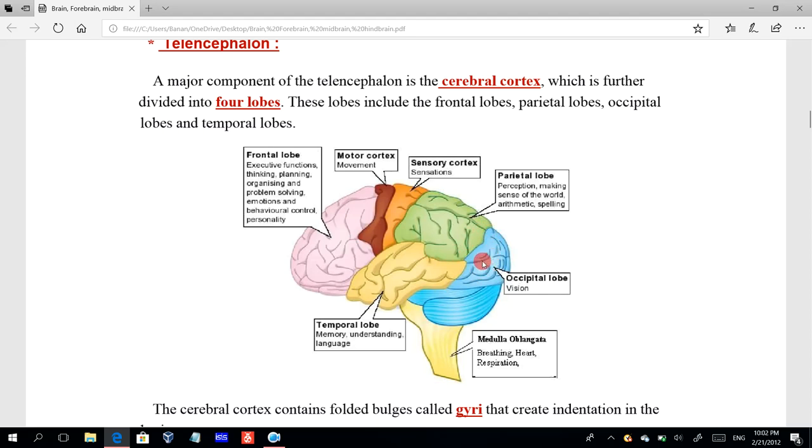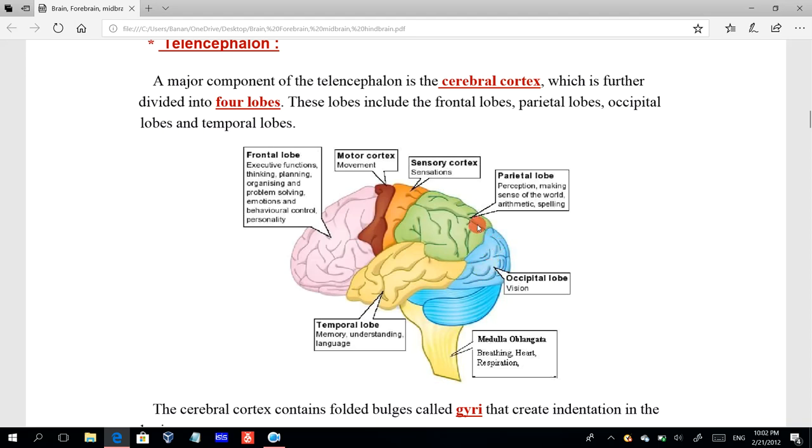You see, each one of these lobes has its own function. Like the occipital lobe, responsible for vision. All the visual impulses will reach from the retina, from the eye, to the cerebral cortex, and we know what we see by this part of the brain.